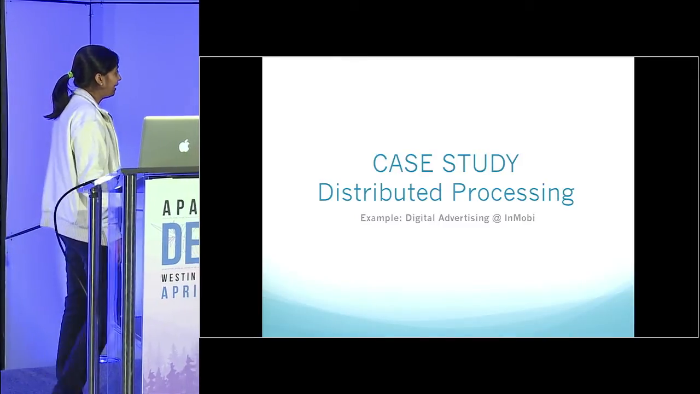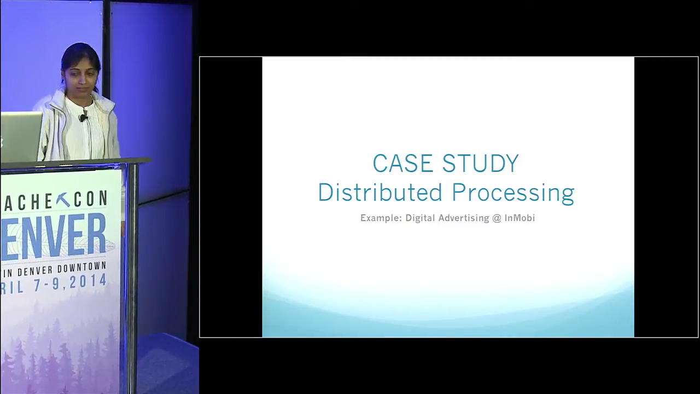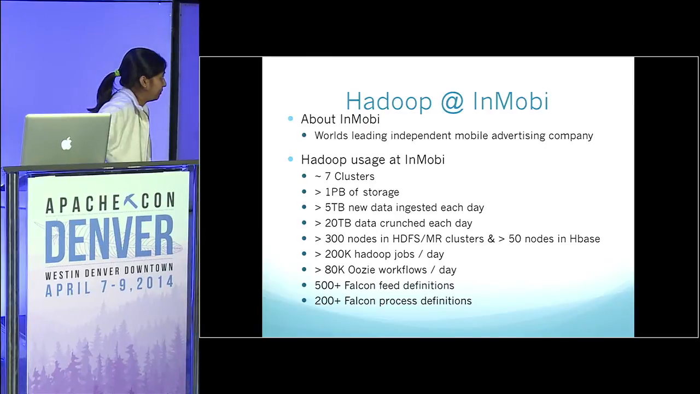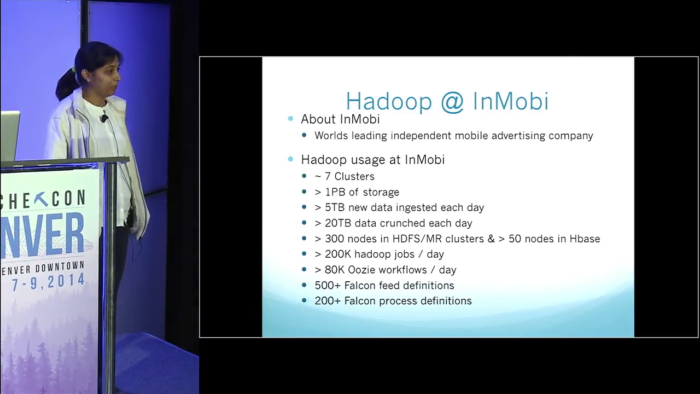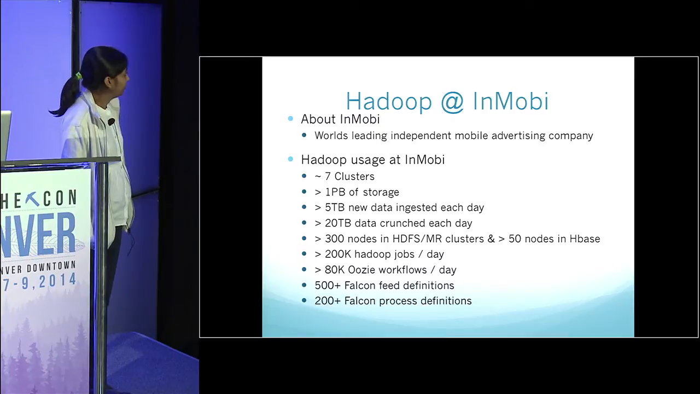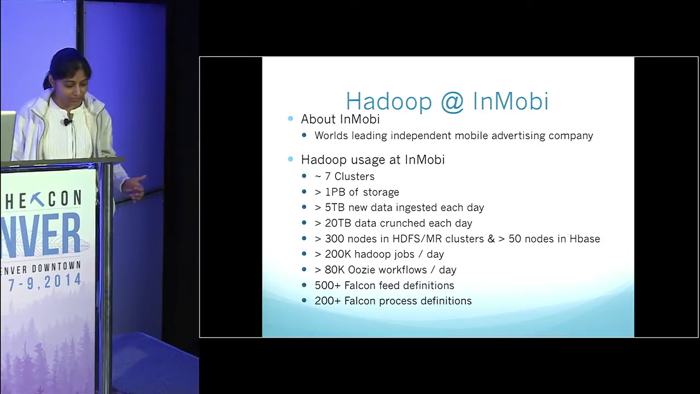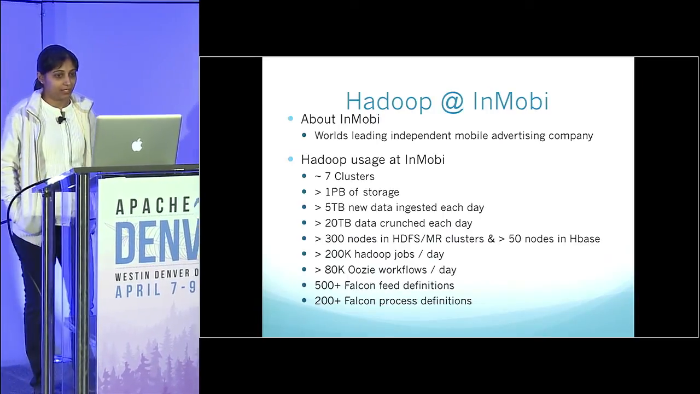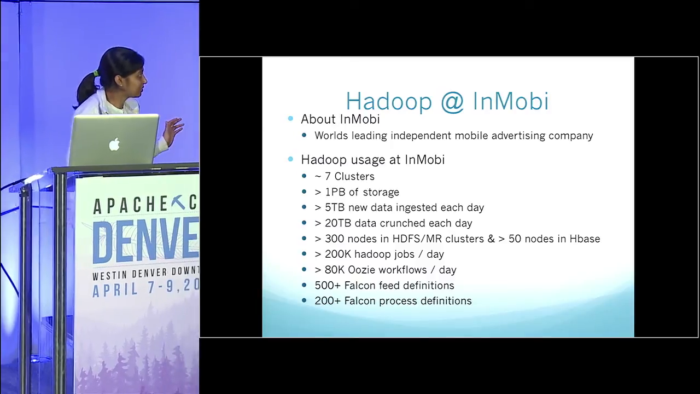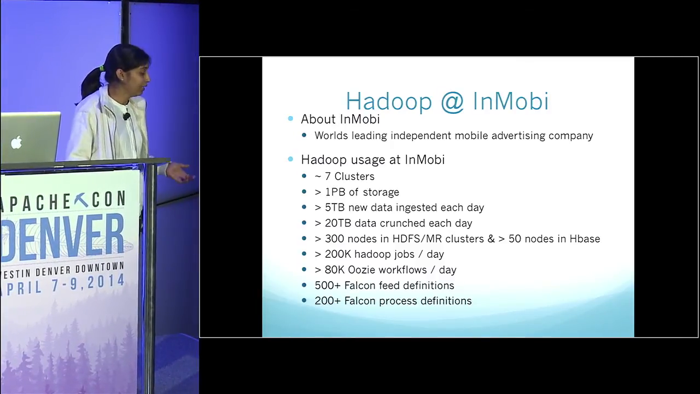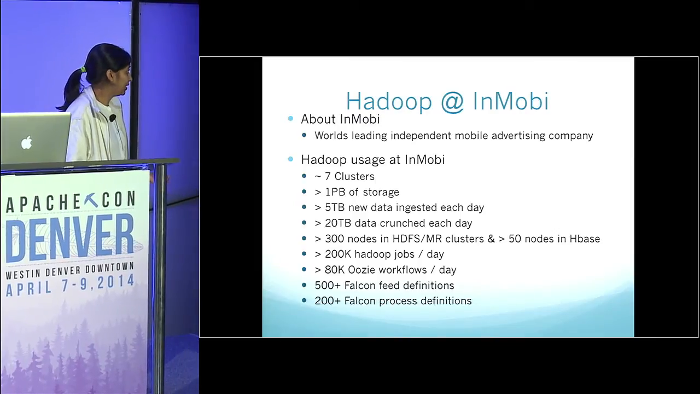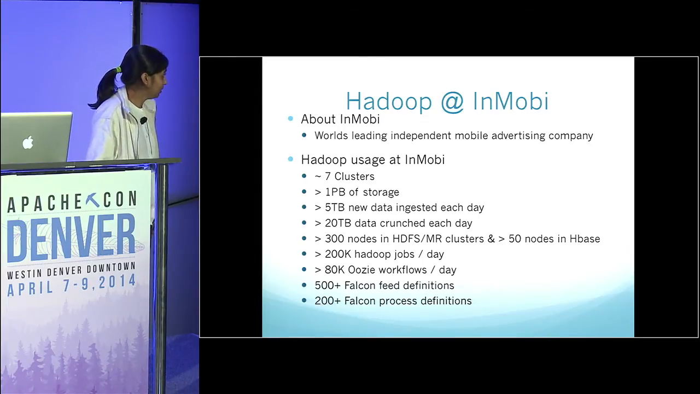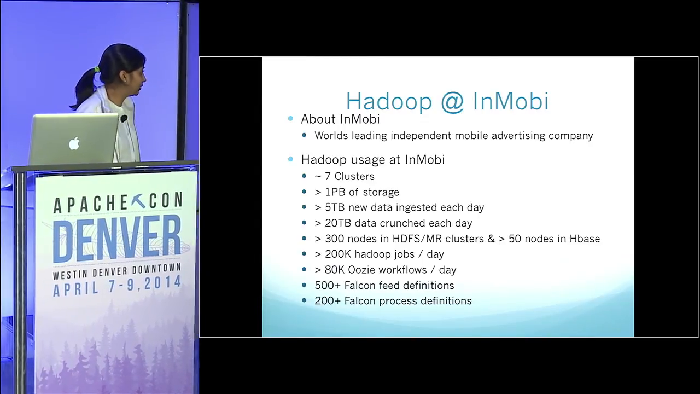Another case study that we have is the distributed processing that we are doing at InMobi. InMobi is a leading mobile advertising network, and this is the Hadoop usage at InMobi. We have around 7 production clusters. There's more than 1 PB of storage available on these clusters. There is around 5 TB of raw data that keeps coming in every day. There's 20 TB of data processing that happens every day. And the clusters are around 300 nodes each. And we use HBase as well, which is a 50 node cluster that we have.